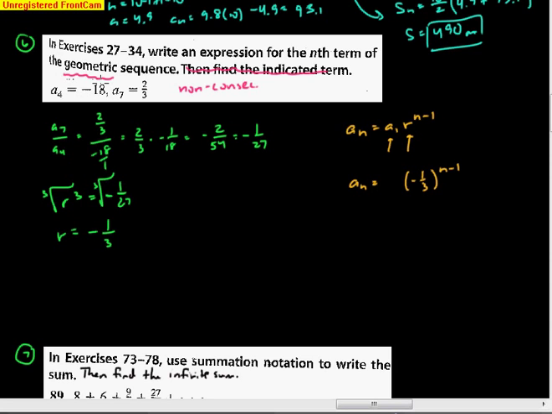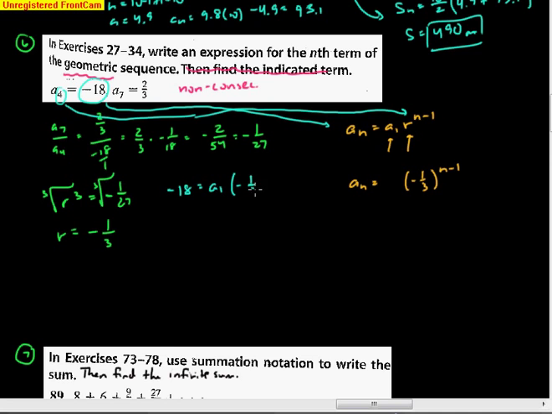I have a definite term, a sub 4 and a sub 7. Use one of them, plug them in. I'll use a sub 4. This negative 18 goes in for a sub n, which means that 4 goes in for n, and I can solve for a sub 1. So negative 18 equals a sub 1 times negative 1/3 to the 4 minus 1, again because I'm using the 4th term.